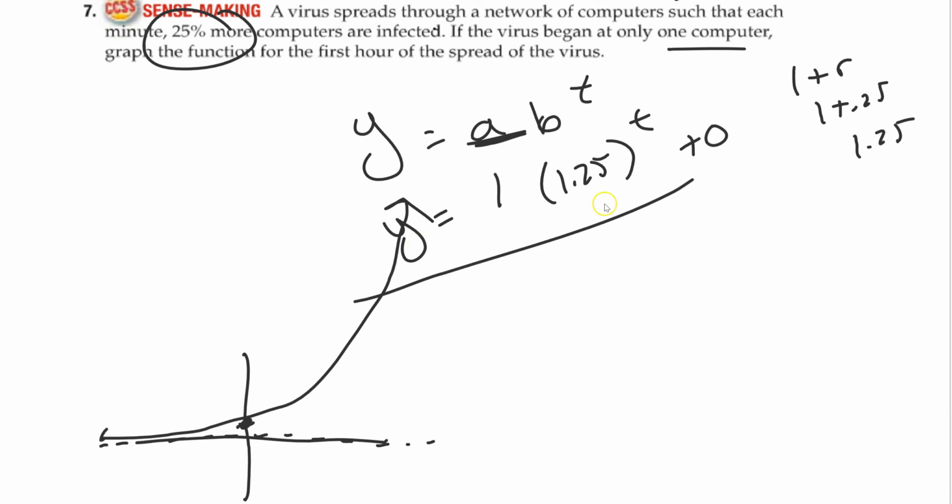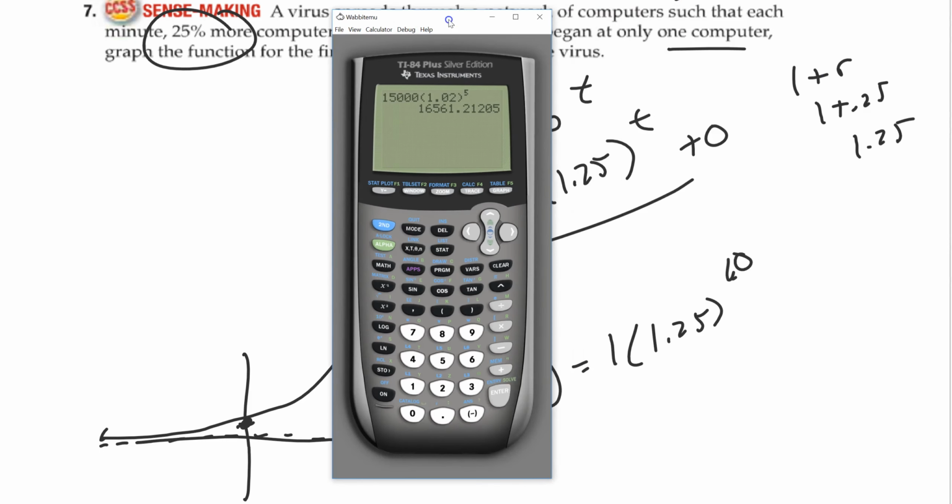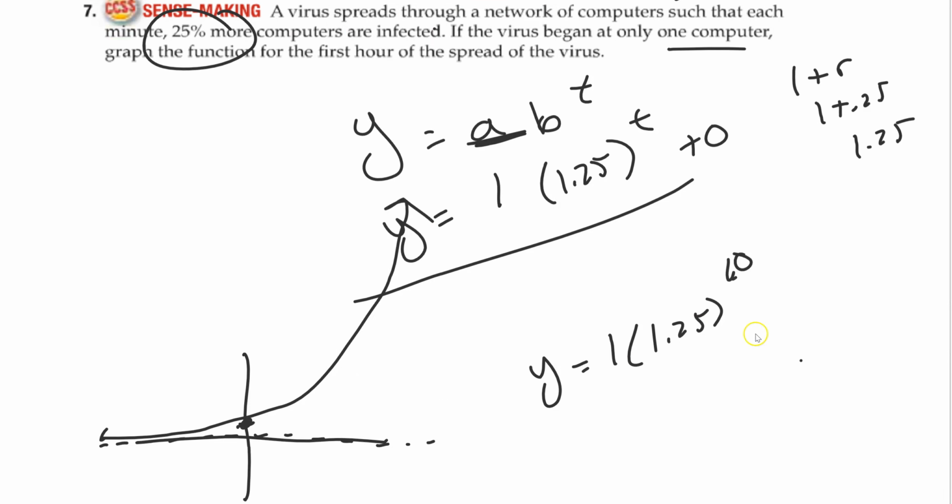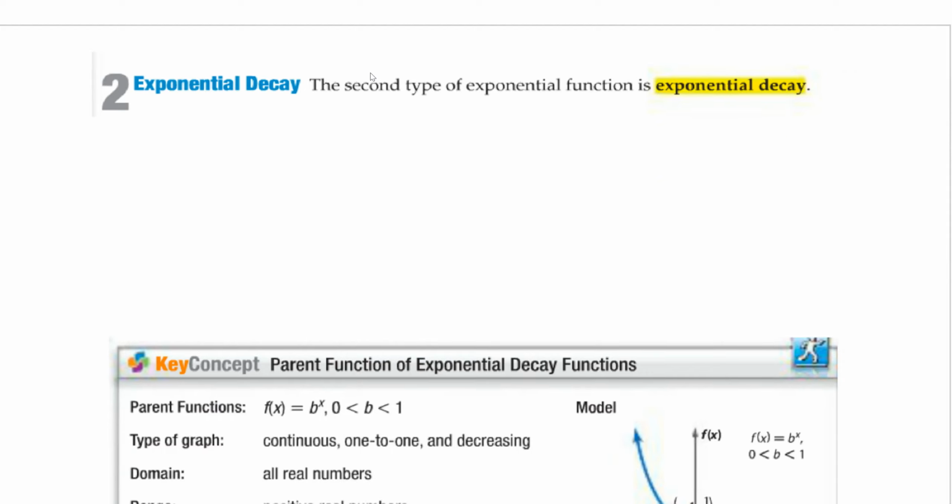I'm actually more interested in figuring out how many computers are affected within the hour, so let's plug in 60. How many computers are affected in the first hour? 60 minutes is an hour. Plug in 60 and use your calculator. 1 times 1.25 to the 60th power. And you get over 600,000 computers infected over the first hour based on this virus. So that's how we do exponential growth.